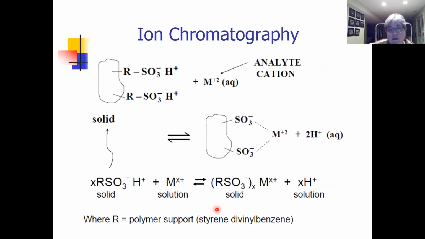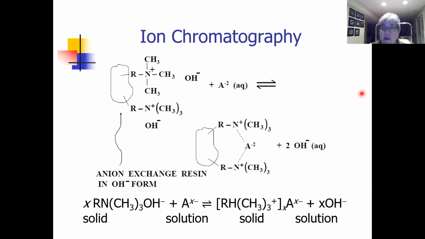So the way it would work with a cation, here's your stationary phase, and this is what you're trying to separate. What happens is this actually goes onto the column. It changes places with the hydrogen, and the hydrogen comes off. Okay. Anion, same idea, except now the anion goes onto the column, and the OH comes off of the column. Okay, and you get these equilibriums.